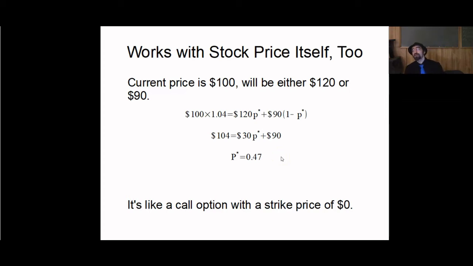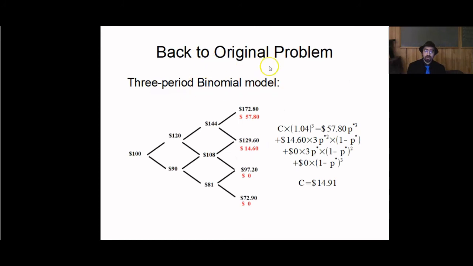So we can think of not only the call value itself going up or down with this probability, but we can view that the stock prices going up or down with this probability. And so when we do the original problem with this 3-period binomial tree, right, so I set up all the possible up and down paths.